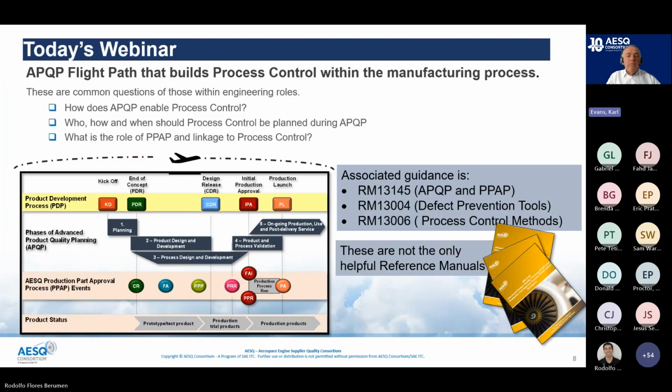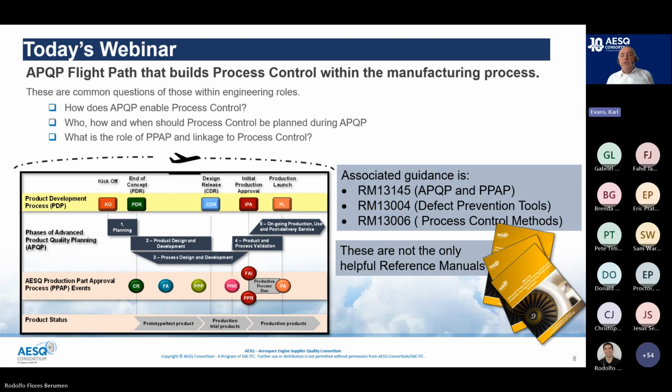So today we're focusing on what we call the flight path builds process control in the manufacturing process. Top level answers we hear regularly are, in terms of process control, how does APQP enable that? Who, how, when should we plan for this stuff? And then let's make a little link to what's the relationship with PPAP as opposed to what's the relationship with APQP. And that's what we're gonna strive to answer today in this webinar.